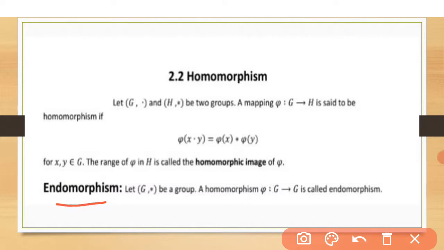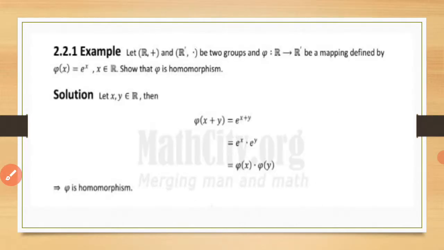Endomorphism. These are two different groups, but if G star is a group, the homomorphism phi to G is called endomorphism. The mapping is between the same sets or the same groups, then it is called endomorphism. Let's understand homomorphism by an example.